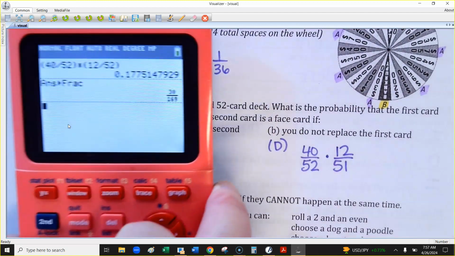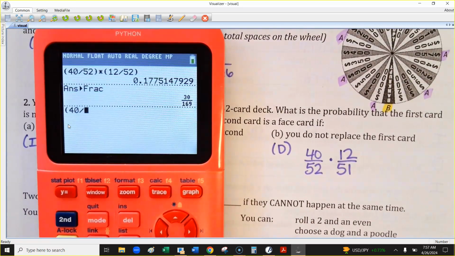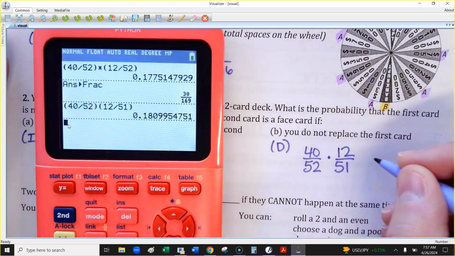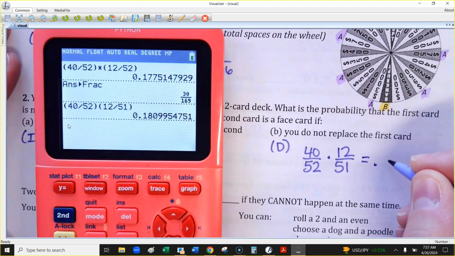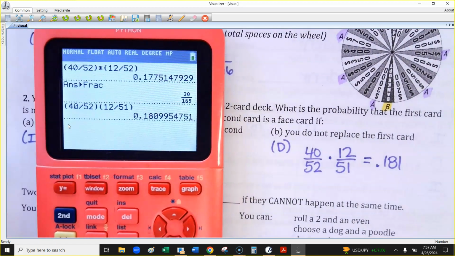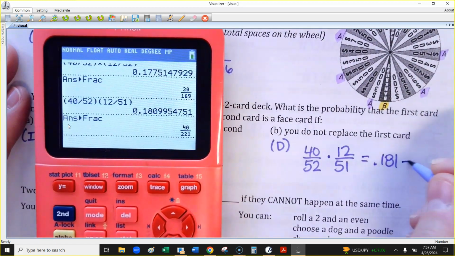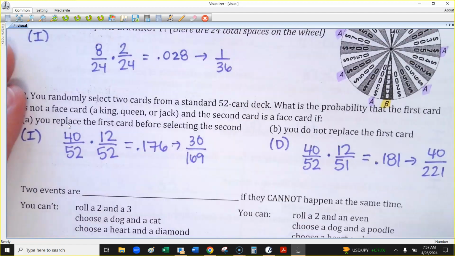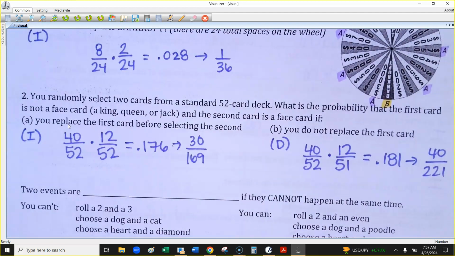All right, so we're going to do 40 out of 52, and then we're going to multiply that by 12 out of 51. So this is just a little bit higher than the last one, 0.181 to 3 decimal places. And as a lovely fraction, this would be 40 over 221. Okay, does anybody have a question?